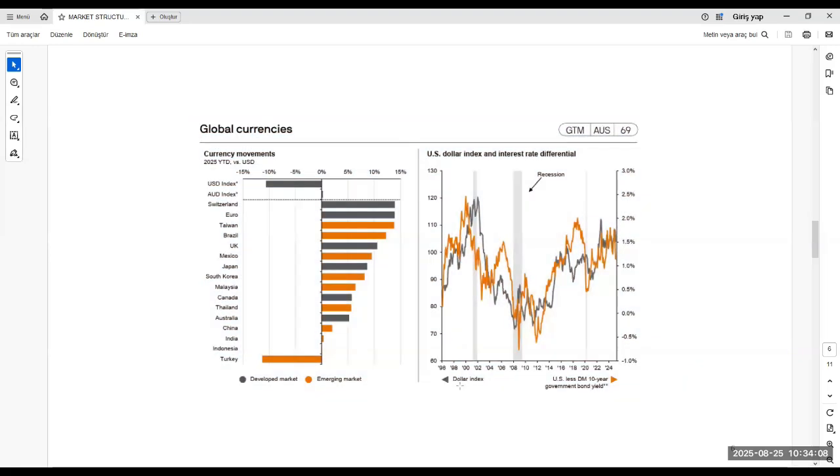And as you see, the dollar index is directly correlated with the interest rate differential. The United States 10-year treasury yield minus the developed market 10-year treasury bond yield moves in a direction very similar to the dollar index, meaning that if the United States interest rate is decreasing, the dollar is losing strength. But if the United States interest rate differential is going up, then the dollar is gaining strength against the developed market economies.